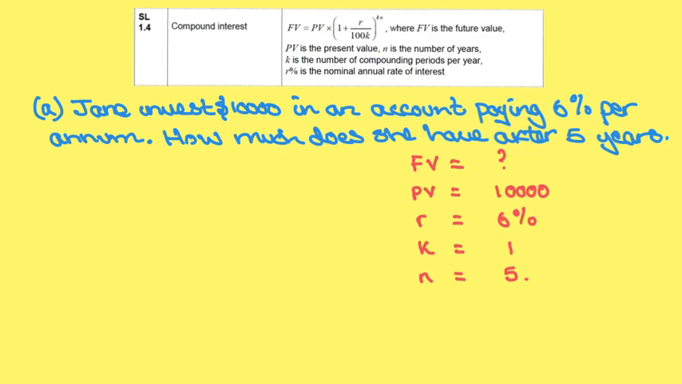So we want to work out the future value, which is equal to 10,000 times, open brackets, 1 plus 6 over 100, raised to the power of 5. And I'm going to do that on my GDC.